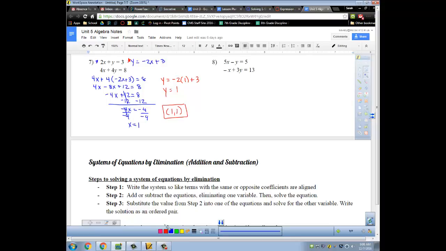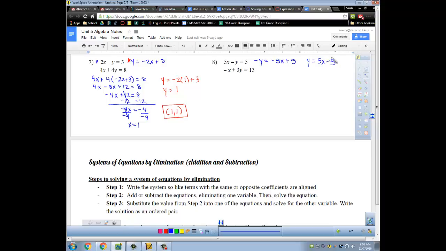Okay, one more. And again, you can choose whichever equation you want to get the variable by itself. I'm just going to do the first one. So when I move that 5x to the other side, I get negative y equals negative 5x plus 5. But I don't want negative y, I want positive y. So I'm just going to change all my signs. So I get y equals 5x minus 5.